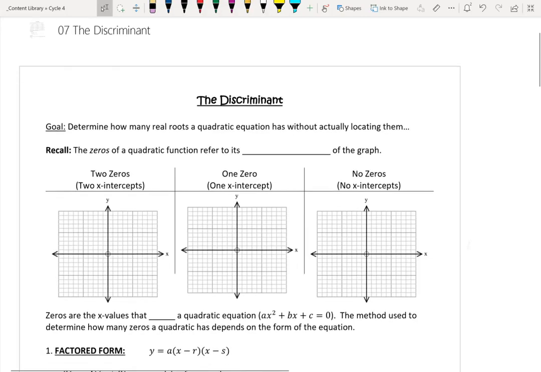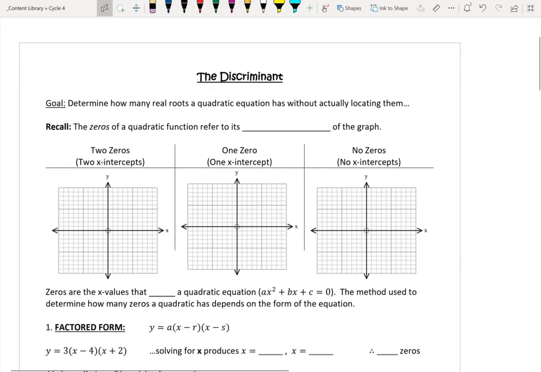In today's note, we're going to be looking at the discriminant. And the goal of this is to basically determine how many real roots a quadratic equation has without actually locating them. So in some cases, we just may want to know how many x-intercepts there are, and that way we can get a general sense of what the function looks like without actually having to go through and specifically find the exact values.